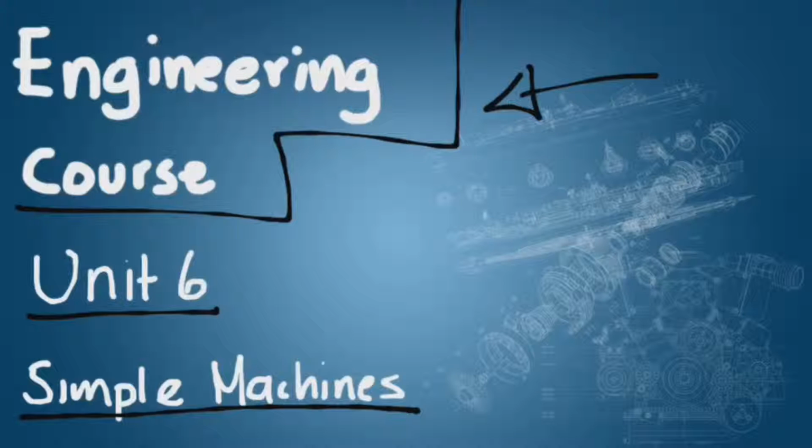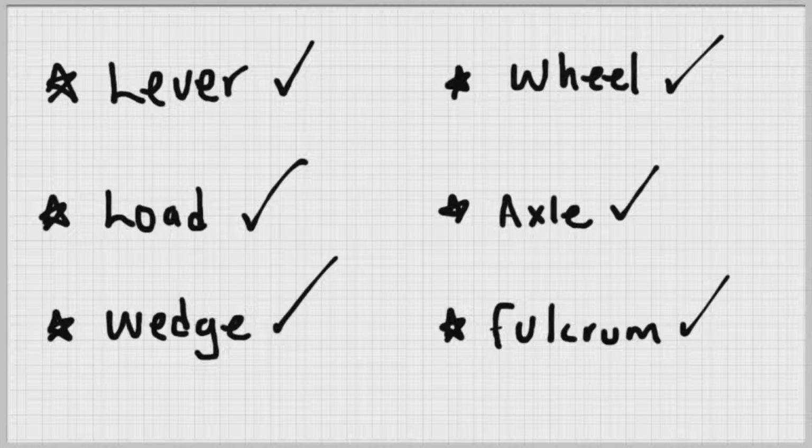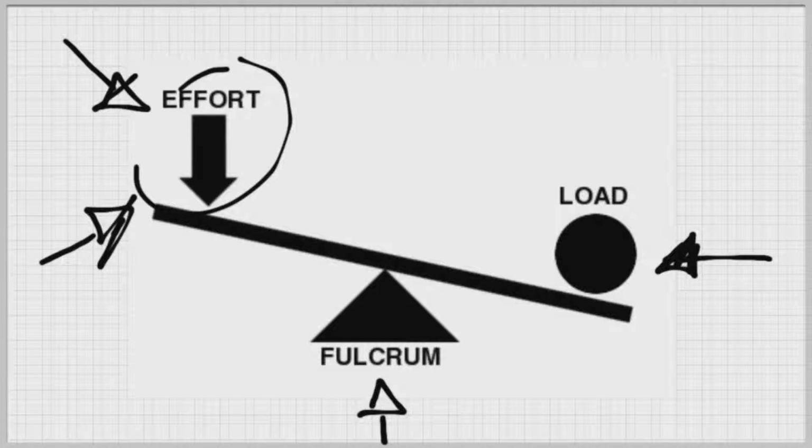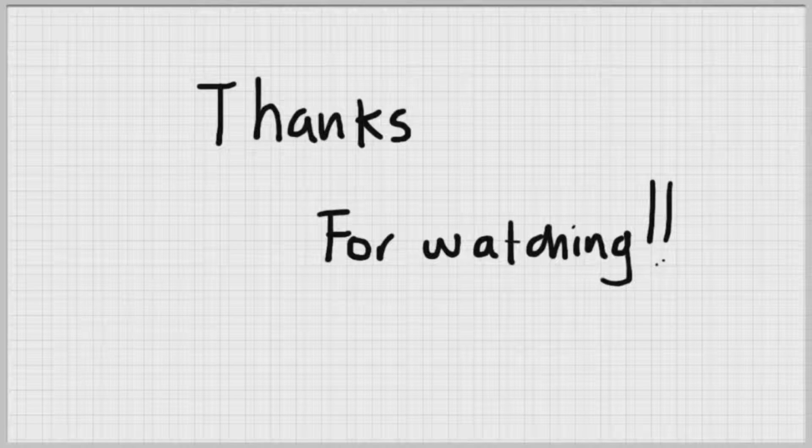Let's recap a little bit on this. Don't forget that we're doing Unit 6 for your engineering book called Simple Machines. We started talking about levers, loads, wedges, wheels, axles, and fulcrums, and we provided some very humble examples of how this works or how it is explained. Wedge, wheel and axle, etc.